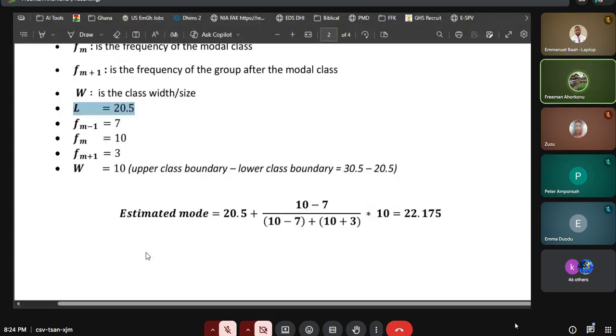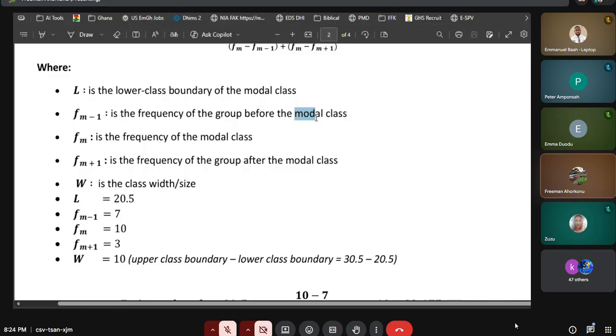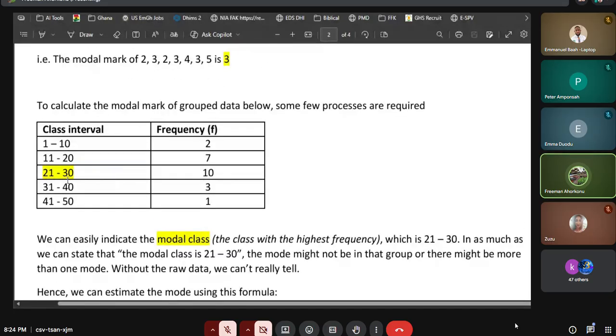Let's go to Fm minus 1. Fm minus 1 is what? The frequency of the group before the modal class. So which class comes before the modal class? 21 to 30 is the modal class. So the class coming before the modal class is 11 to 20. Its frequency is what? Fm minus 1.